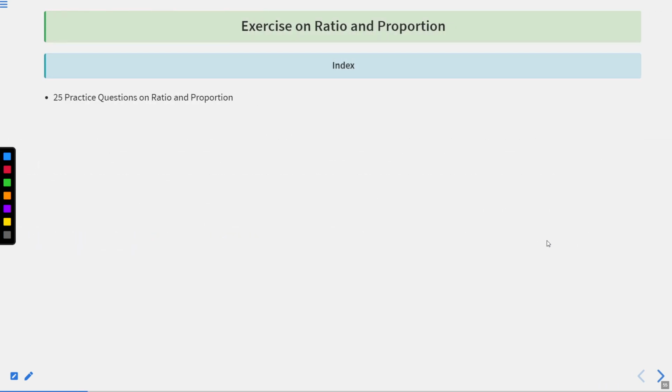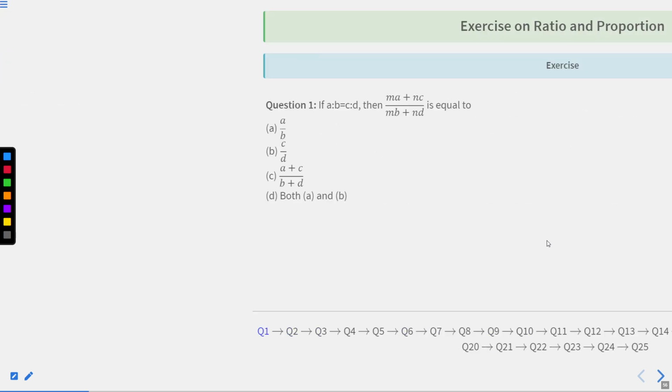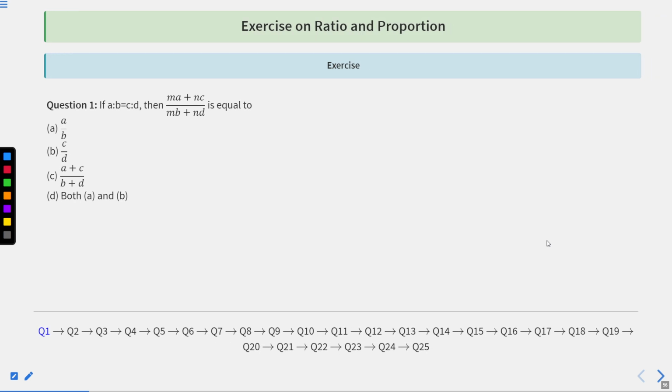In this lecture, we are going to see 25 practice questions on ratio and proportion. Let us begin with the first question.